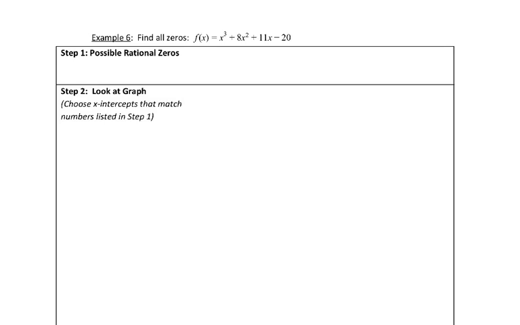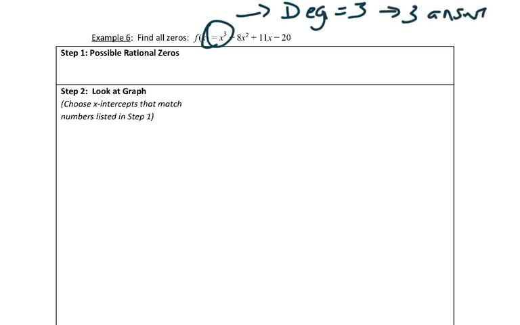Okay, let's do another one. So again, this is degree 3, which tells us we should have 3 answers. Okay, so we're going to start with this negative 20.